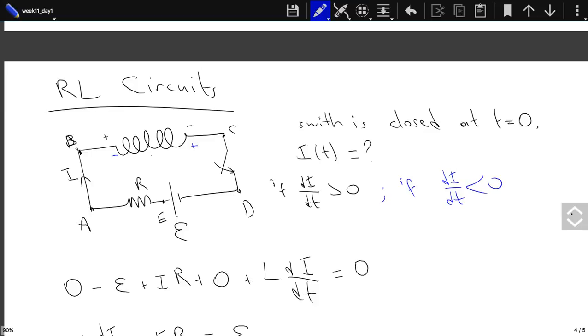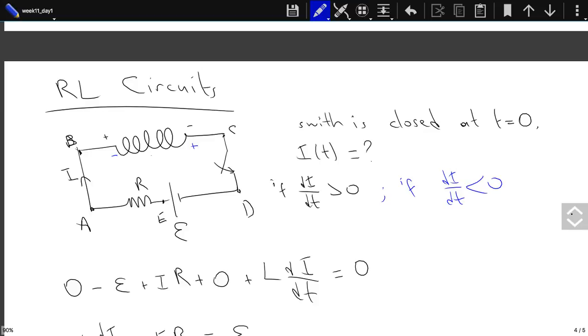Okay, what if at a particular point in time the current flowing through that is 0? Now, I can be 0 when the battery is connected. If I is 0 at a given instant, you can open the circuit, no problem. If you open the circuit, nothing will happen.